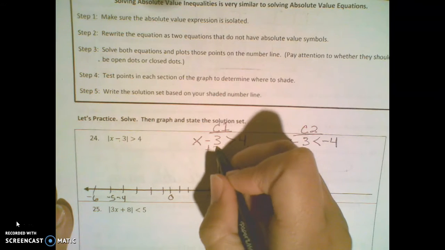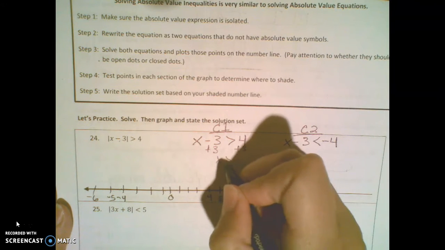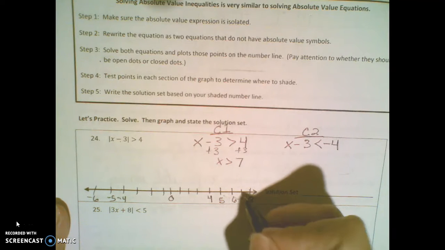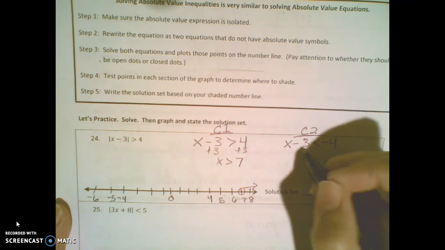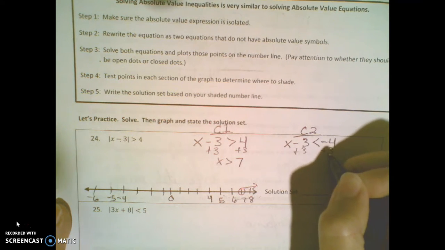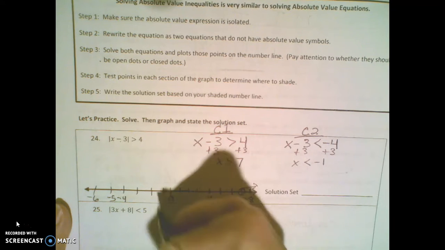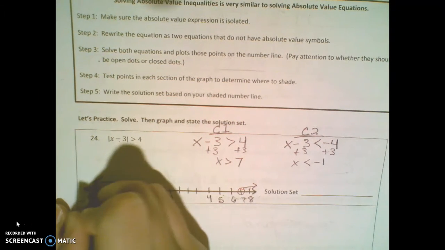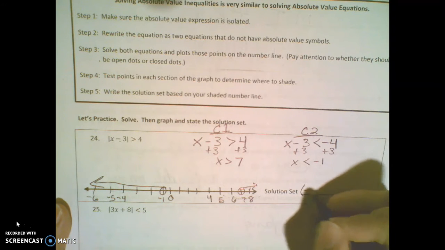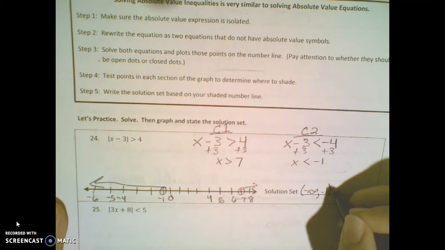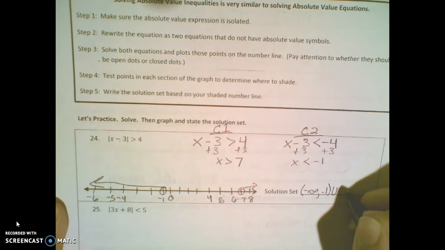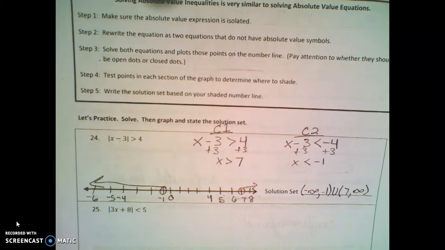And so then we just solve, add 3 to both sides, and so we have x is greater than 7, which is what we've got right here. So open circle, greater than 7, and then here plus 3 on both sides, x is less than -1. And so our solution set, using interval notation, is -infinity to -1, not included, so we have that soft parenthesis, the union of 7 to infinity, like that.